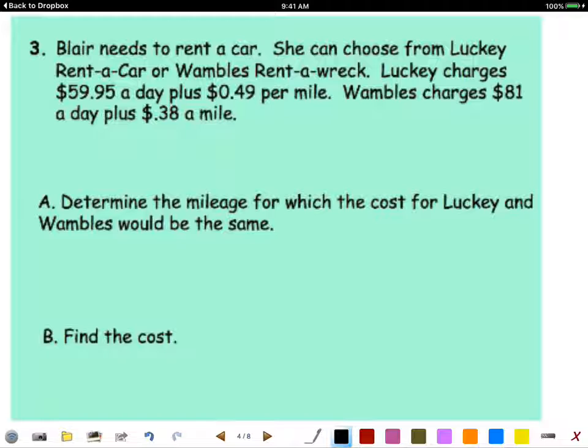Let's just stop for a minute, okay, and let's write two equations for the cost to rent at each of those locations. So we've got Luckey, I'm going to put an L for Luckey, and W for Wambles. Who can tell me how much it would cost? C equals for Luckey's rent-a-car place. I need some different hands. You should be able to look at that. Luckey is $59.95 a day plus 49 cents per mile, and you should be able to set up an equation there.